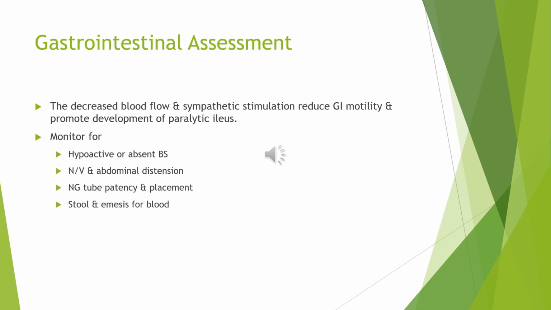Gastrointestinal assessment. I want to remind you that there is a decreased blood flow and sympathetic stimulation that will reduce GI motility and promote development of paralytic ileus. So it's going to be very important for nursing to assess the GI status of our patients. We are monitoring for hypoactive or absent bowel sounds, looking for nausea, vomiting, and abdominal distension. If an NG tube is in place, we are going to be making sure it is patent and that the placement is correct. And then the other thing is we want to visibly look at the stools and emesis for blood, and also test them for occult blood as needed.